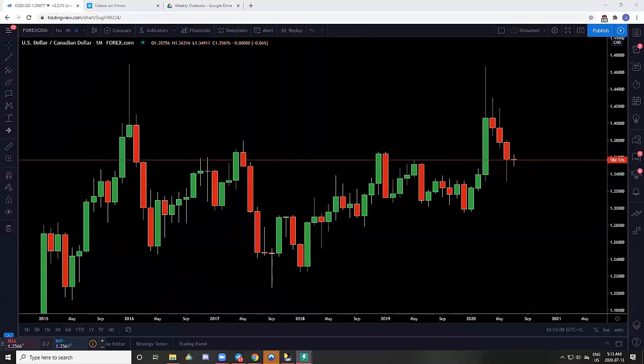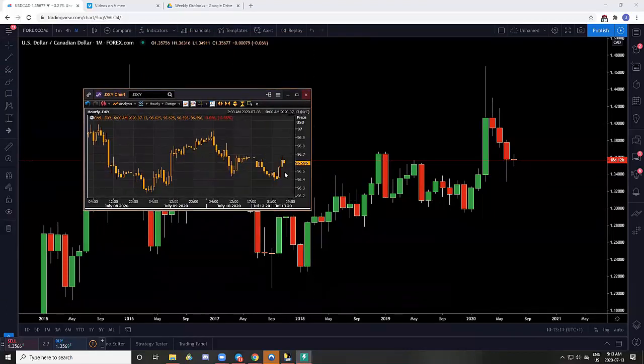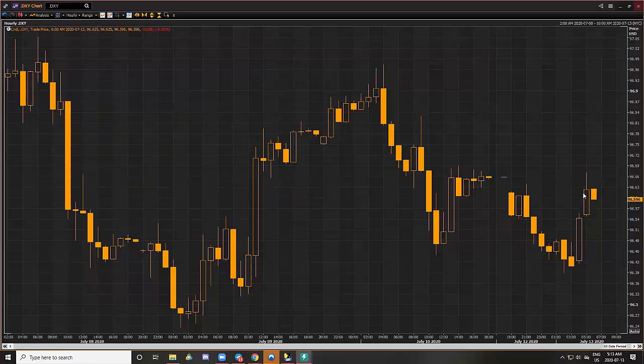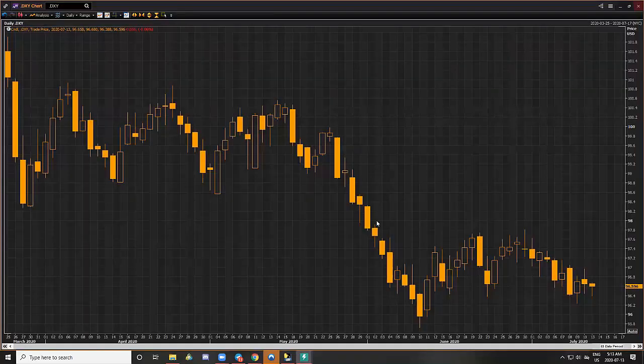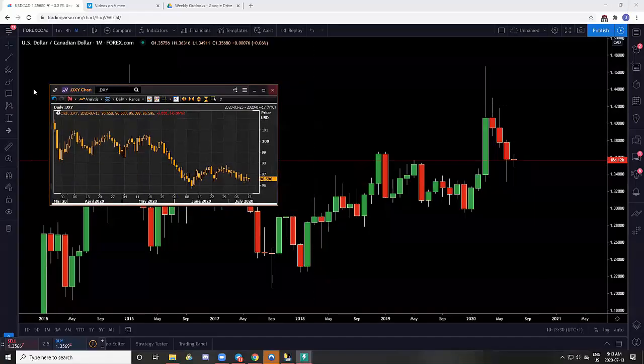The dollar did have a bit of strength overnight, short term. We're just looking at the hourly dollar index chart here. We had some nice strong bullish candles, but it is still early in the week, and we want to zoom out and look at the daily on the dollar index, which is still fairly bearish and has potential to have some more downside if we have market optimism.